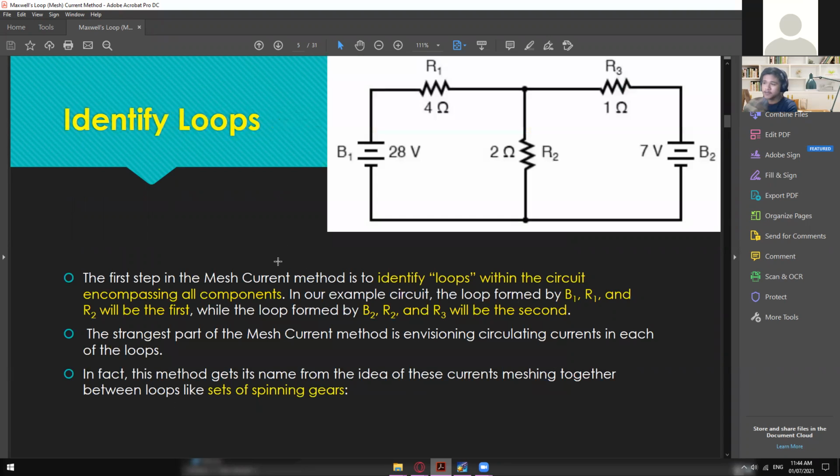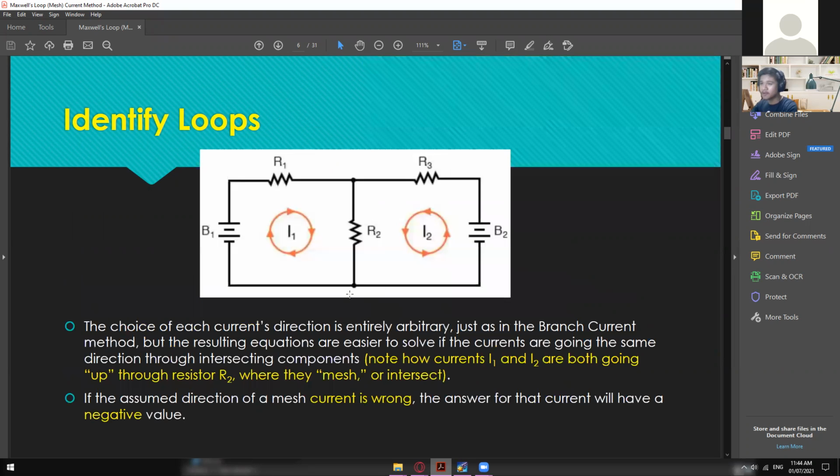The first thing that you need to do is, of course, identify the loops. As usual, it's the same process as in Kirchhoff's law. When we say loop, all in all you could have three loops in here: one, two, and then the outer loop, which is three. But since we are in meshes only, we're only going to count the meshes, not the loops. So we're only going to have two meshes. This is the first mesh, and this is the second mesh.